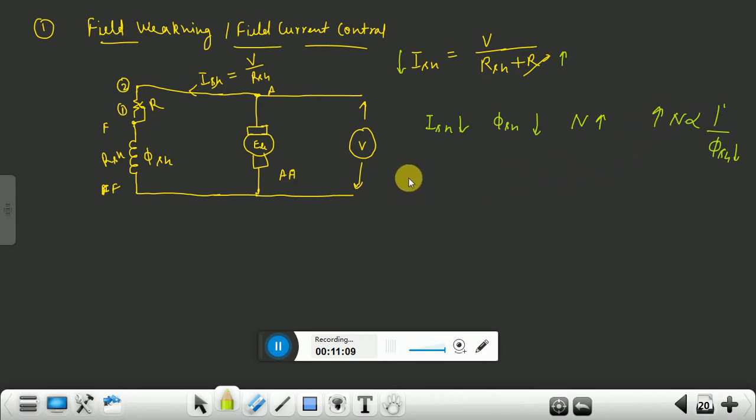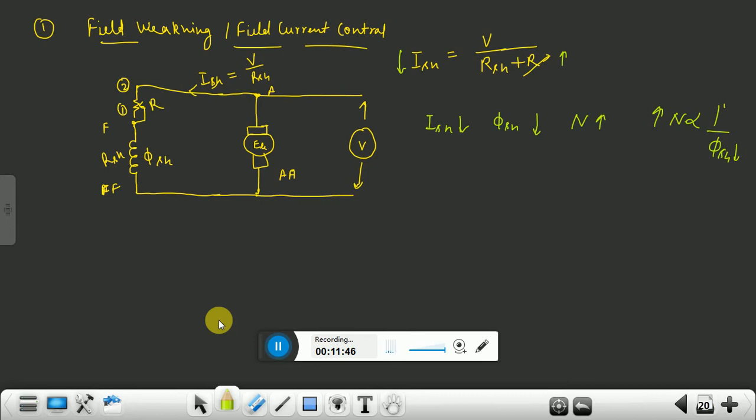Okay, so this is your rated voltage. Basically here, by connecting an external resistance in series with the field winding, and by increasing it from minimum value to maximum value, the field current will be reduced. The field current is reduced, which means flux is reduced, and reduced flux means speed increases.